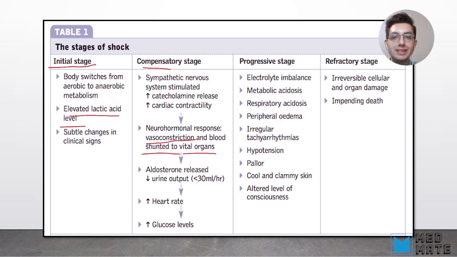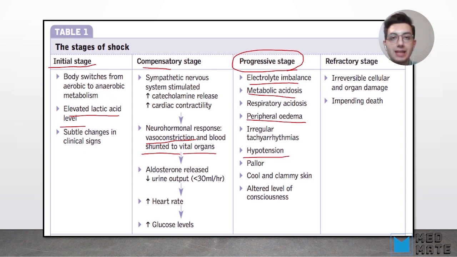But unfortunately, this stage cannot last if the shock is severe, and then we start to get the progressive stage of the shock, and that's when the body can no longer maintain the balance, and that leads to electrolyte imbalances that can lead to metabolic acidosis, which can lower the pH of our body. And the falling pH blunts the vasomotor response, and that causes peripheral edema and hypotension.